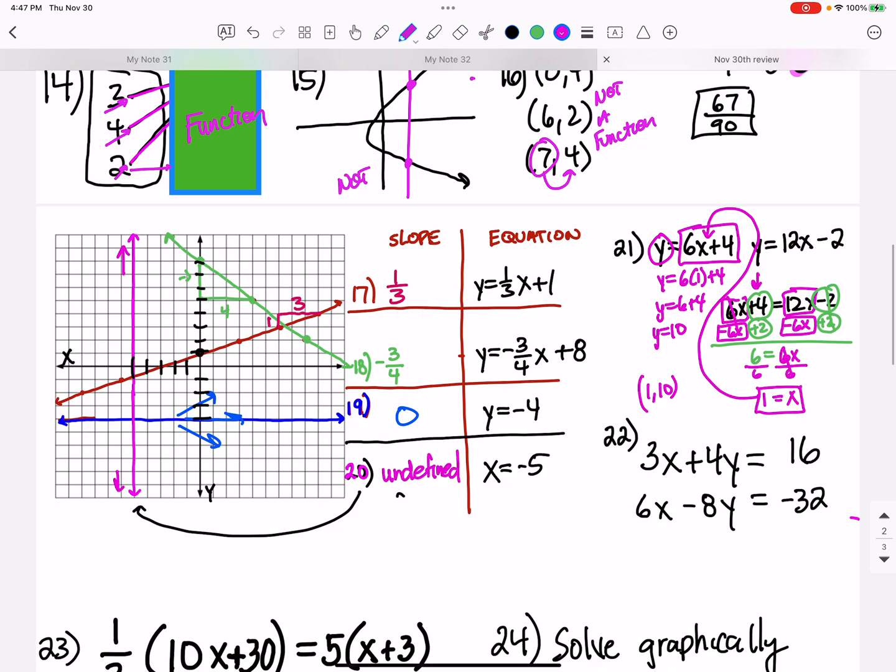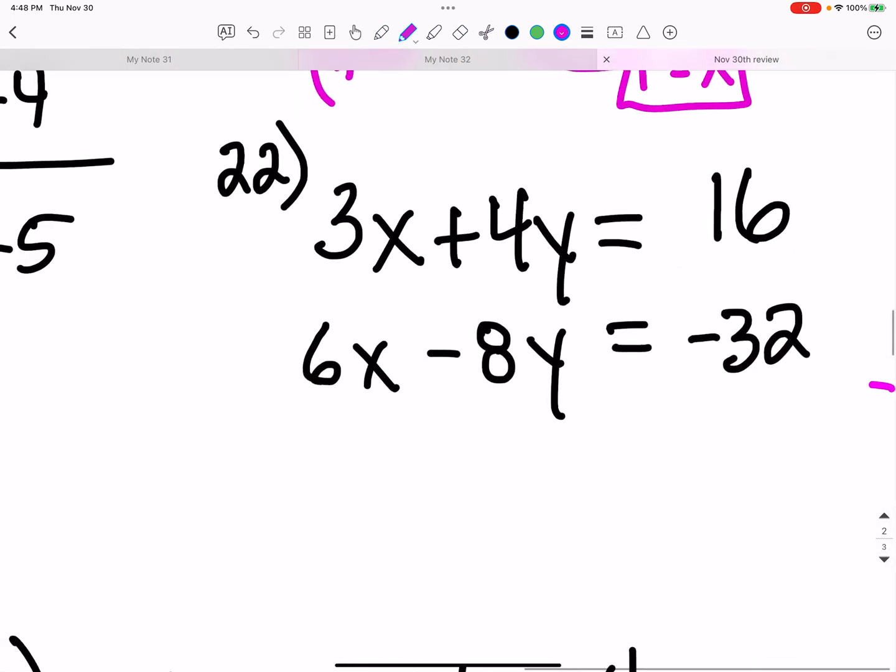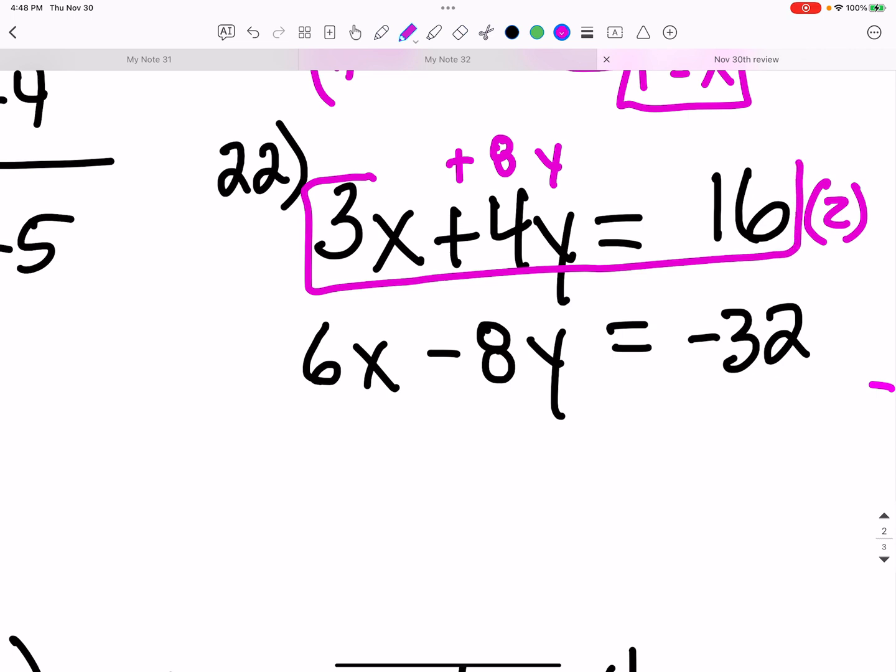All right, 22. This one's interesting. Okay, if I want something to kill each other off, I'm going to make this top one twice as big. The reason I do that is because now positive 4y turns into positive 8y's, and that will kill off the negative 8y's beneath it. But I have to do the whole row, not just that number. So 3x's becomes 6x's, equals 16 becomes 32.